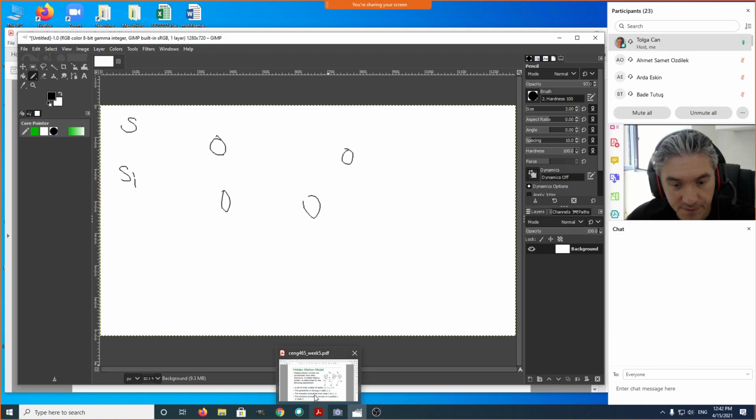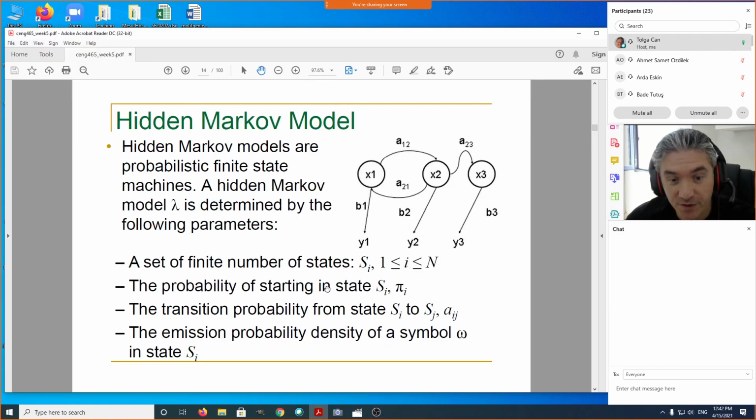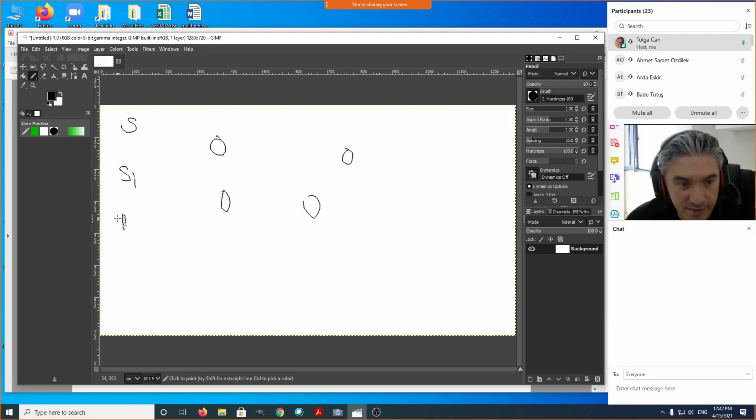We are also given the probability of starting in state Si. So this Pi is given to us. Pi is a discrete probability distribution over all states. And pi I, do you have any questions? Yeah, pi I indicates the probability to start at state Si.